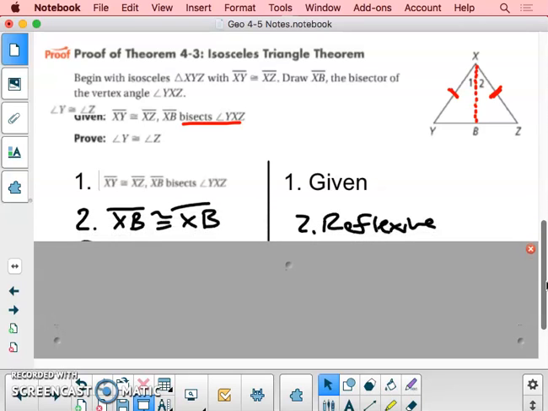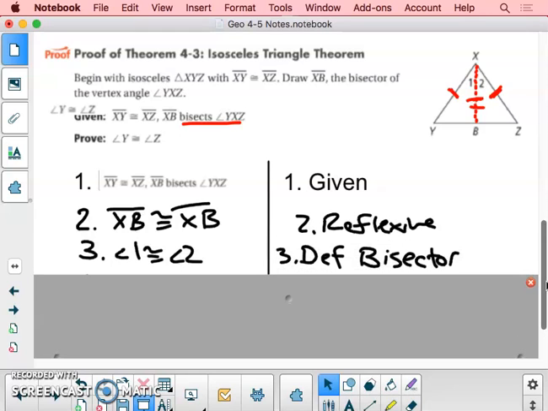So one step that we have, this auxiliary line that we can draw in, is congruent to itself, meaning we can use the reflexive property like we've done 100 times. XB has to be congruent to itself. We can also say angle 1 and angle 2 are congruent because we made it that way on purpose. We made the red auxiliary line an angle bisector. So in this situation, we have enough to say the triangles are congruent by side, angle, side.